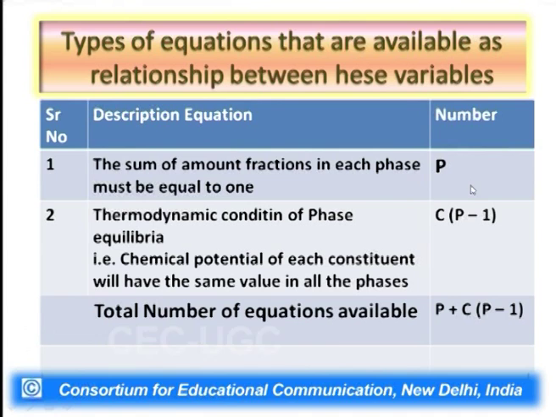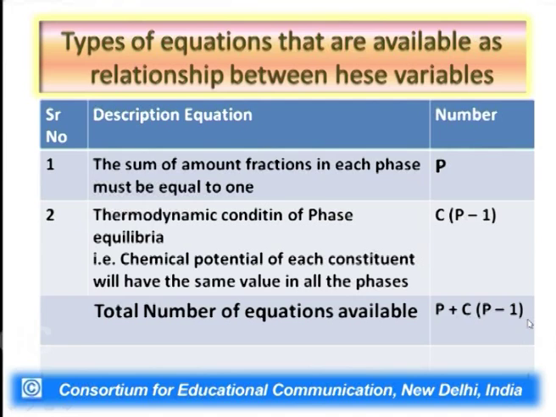So, we should add both types of equations and we come up with a sum. That is, p is the number of equations from the sum of amount fraction condition, and c times p minus 1 is the number of equations which arise from the thermodynamic condition of phase equilibria. When we sum the two, we get the total number of equations available: p plus c times (p minus 1).